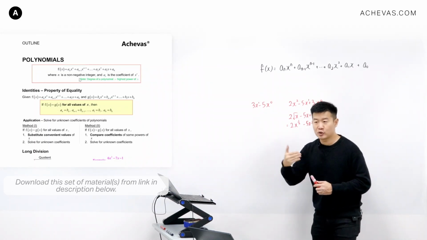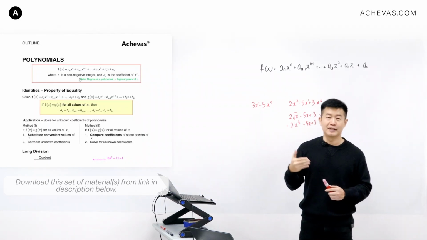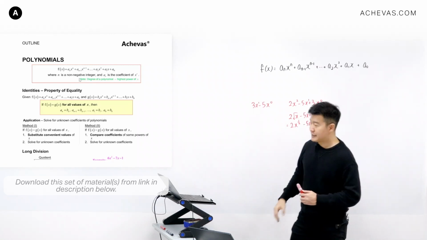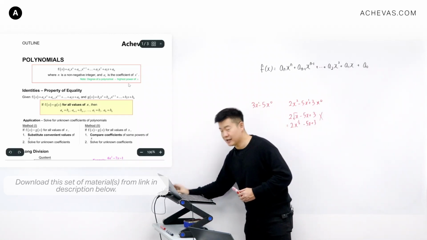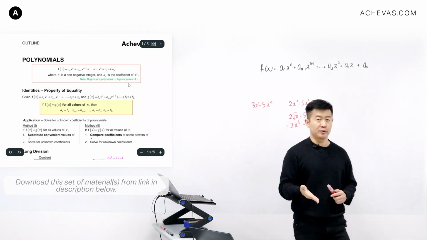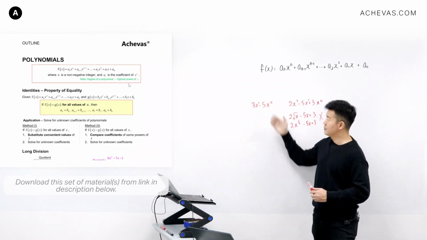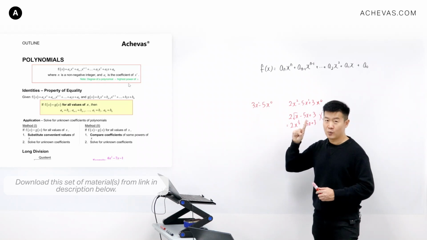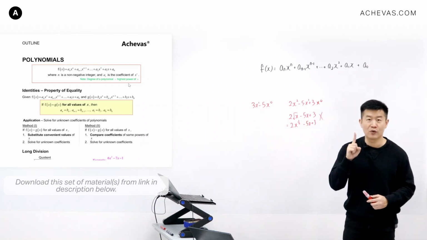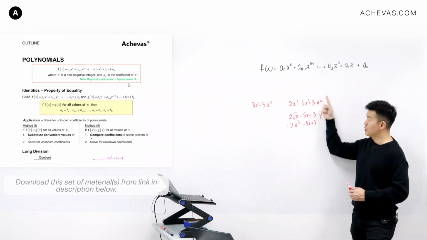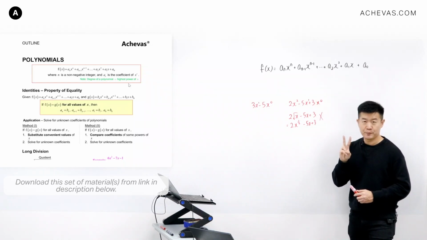And very often when we talk about polynomials, we also talk about the degree of the polynomial. The degree of the polynomial is the highest power of the polynomial. So what is the highest power of this polynomial, 3x minus 5? 1. So this polynomial has a degree of 1. As for this polynomial, it has a degree of 2.